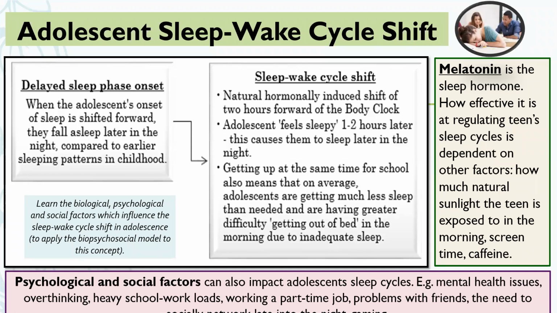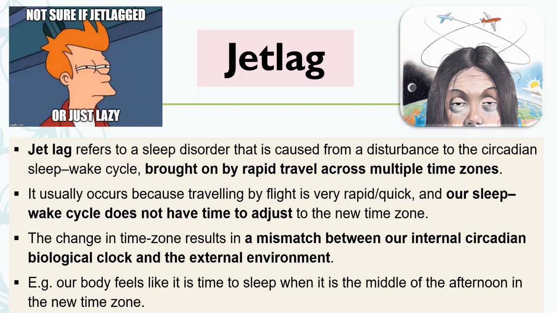So that's the adolescent sleep-wake cycle shift. The next type of circadian phase disorder that we're looking at is jet lag. We all know what jet lag is, and we've probably experienced it ourselves. Jet lag is the basic idea that when you go to a country and come back from that country, particularly if it's really far away from your own country, you're more likely to experience sleep disturbances because of the differences in time zones. So jet lag is basically a sleep disorder that results from rapidly traveling across multiple time zones.